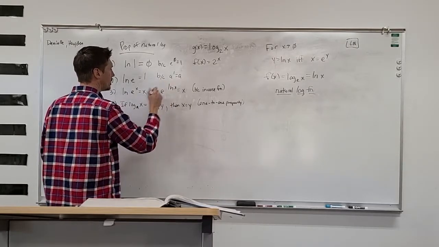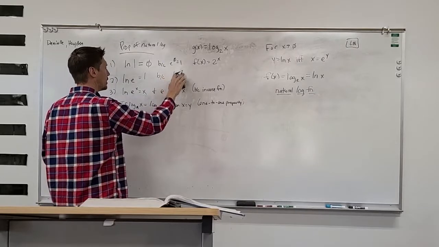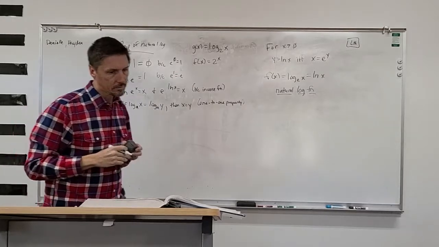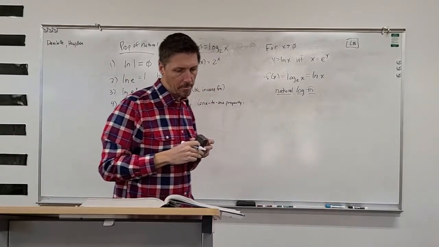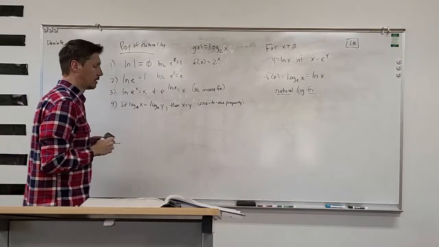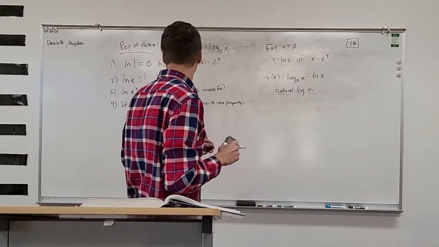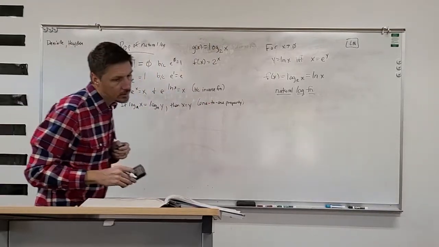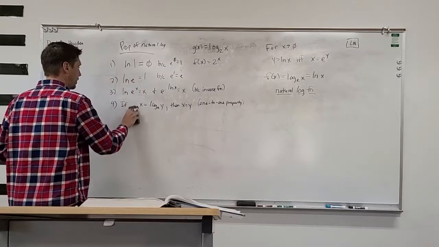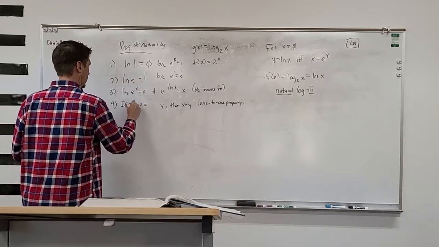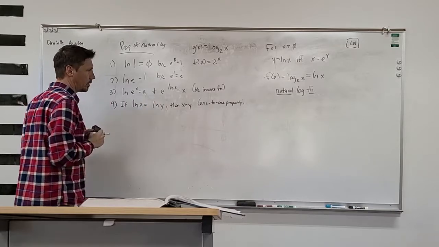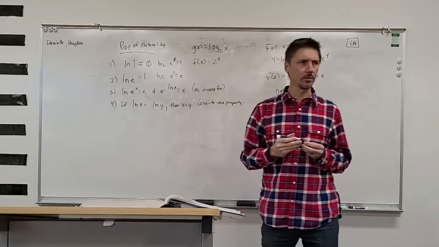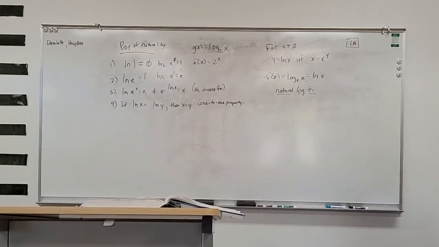I just want you to see that all of these properties still apply here, but with e and natural log in there. e to the x equals x, e to the ln of x equals x. And this last one: if ln of x equals ln of y, then we know x equals y. So if you understand it with the log, then you can understand it with the natural log function, as long as you remember that the base is e.